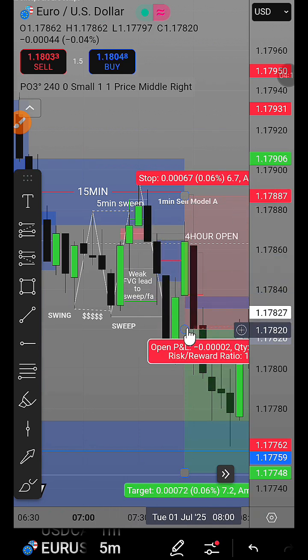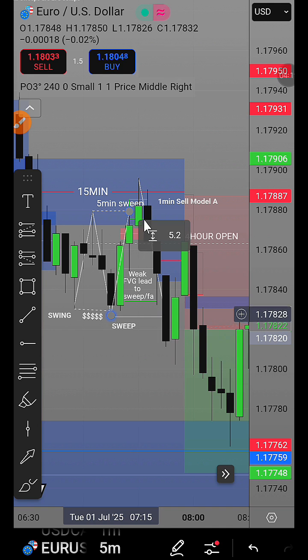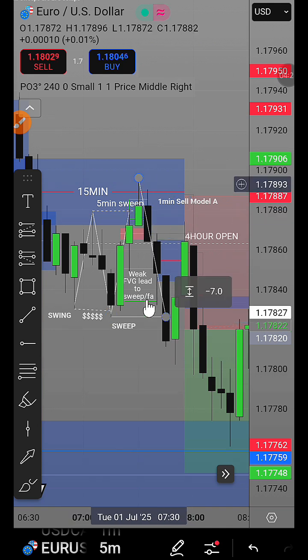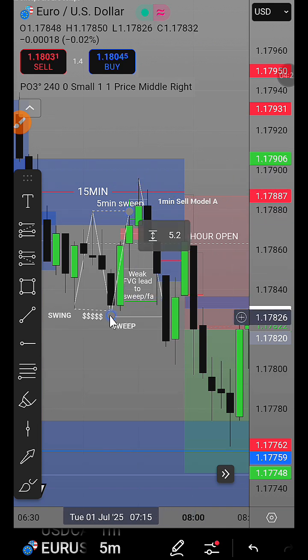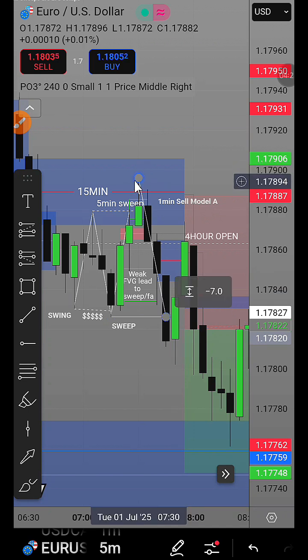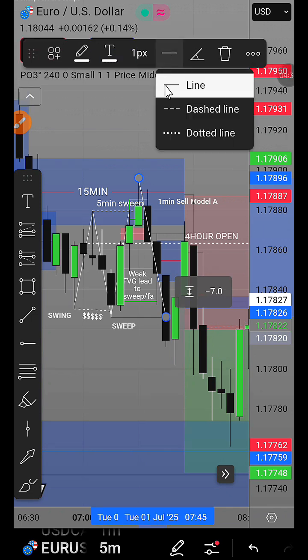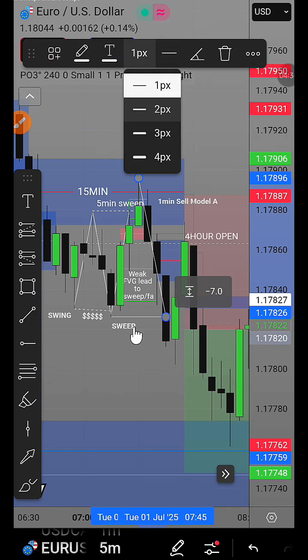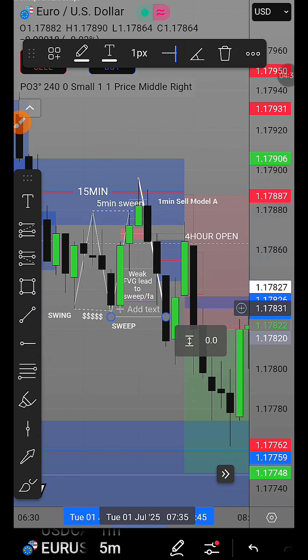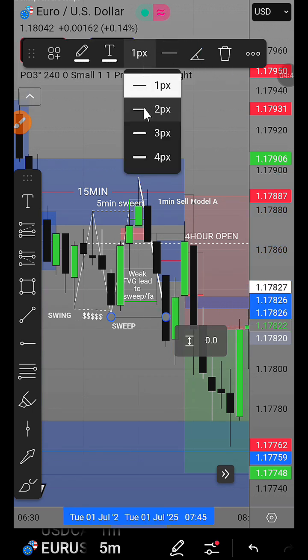Then this is where I entered once that sweep displaced this low. Because why? Because a sweep is also a failure swing. So once that failure swing displaced below the swing that created it, that is when I then entered short. You can see right there. So that is when I entered short.